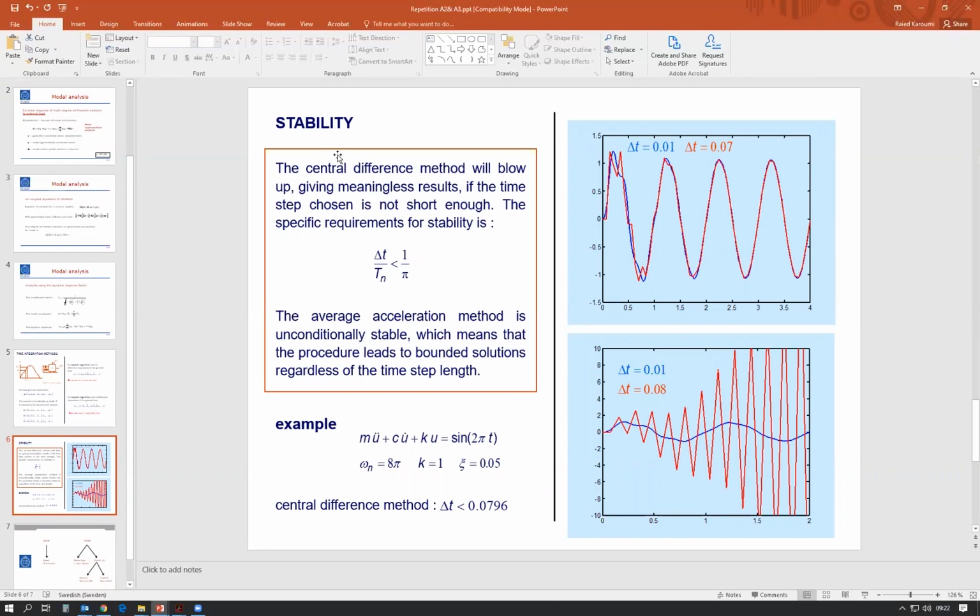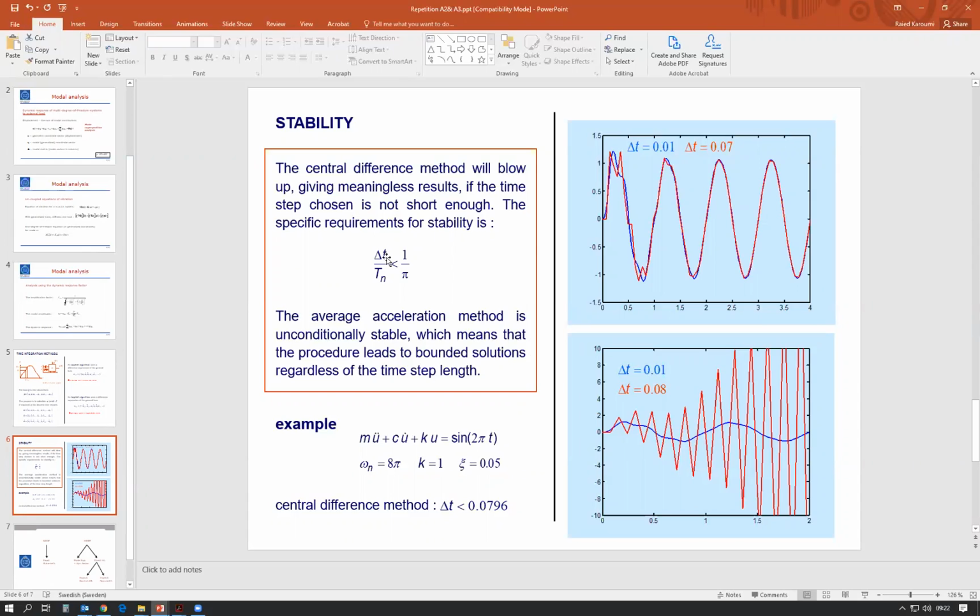You see here, for example, the stability problem. I'm not sure if Ignacio showed this, but the average acceleration, as I said, is unconditionally stable, which means that the procedure always converges, but it doesn't mean that it will be accurate enough. The central difference needs some criteria on the delta t.